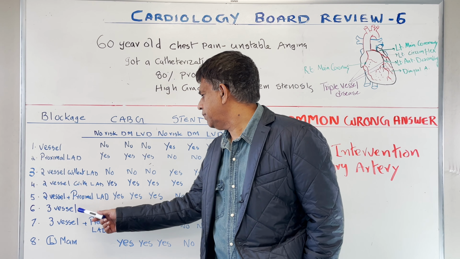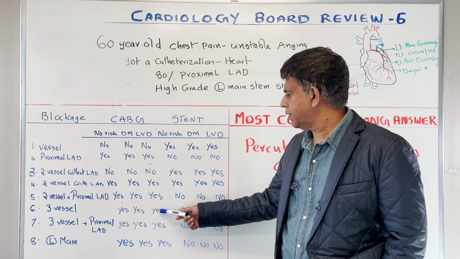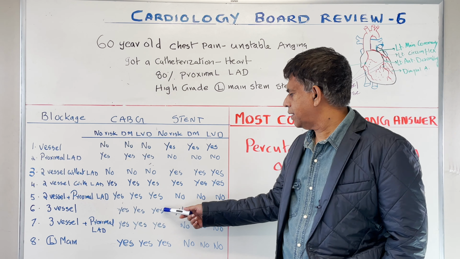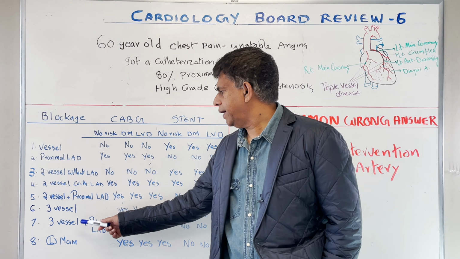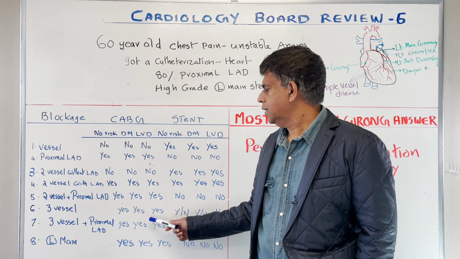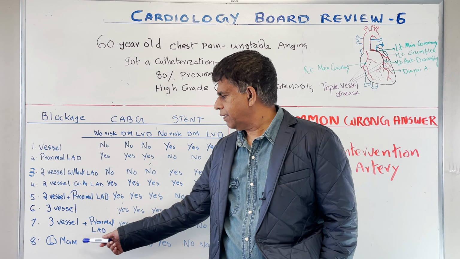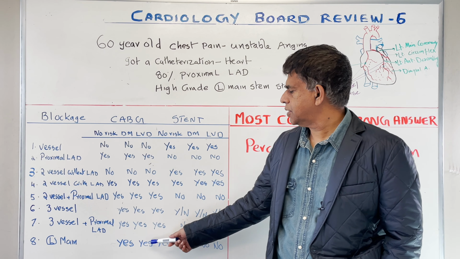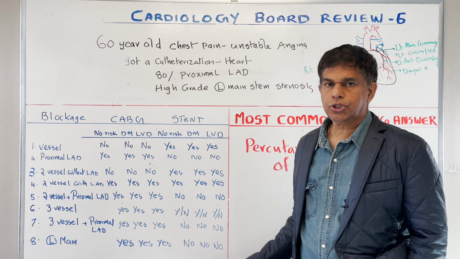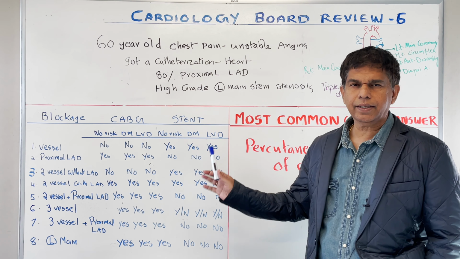Then you have three vessel disease. The data is not clear; you can do either CABG or a stent. The data is still not very clear. When you have three vessel disease and proximal LAD, you do CABG. You cannot do a stent. Then you have left main stem disease. Like in this patient, you have to do CABG, no stent. That's in a nutshell.